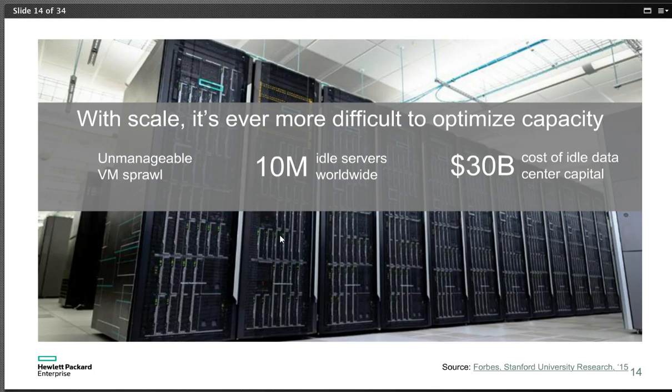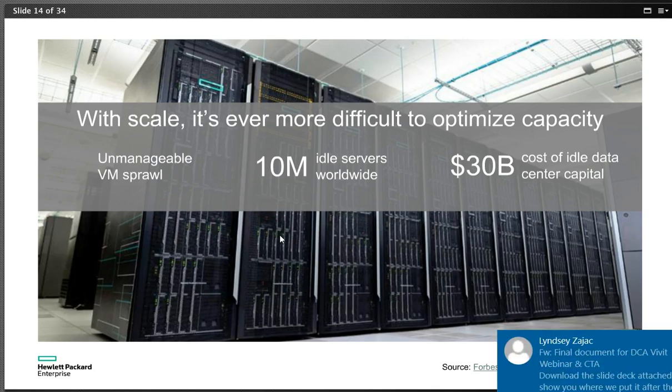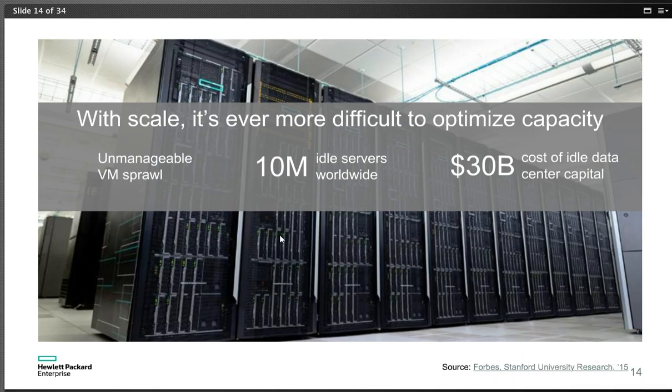of keeping infrastructure capacity optimized amidst this grand scale. And here we're giving an example of unmanageable VM sprawl. It's estimated by research that was conducted by a Stanford fellow, there are about 10 million idle servers worldwide, and that amounts to about $30 billion in the cost of idle data center capital. So you may be wondering how idle is defined, and it's been defined by researchers as comatose servers that have not exchanged computing services or information in more than 6 months.